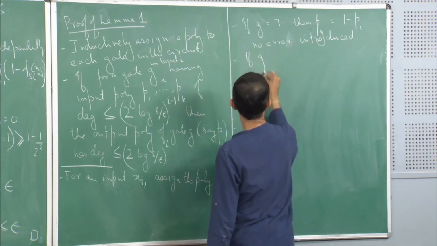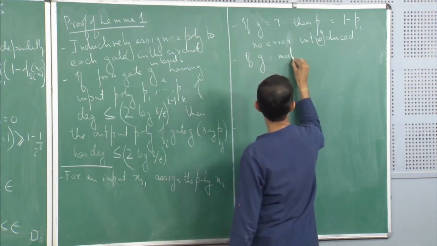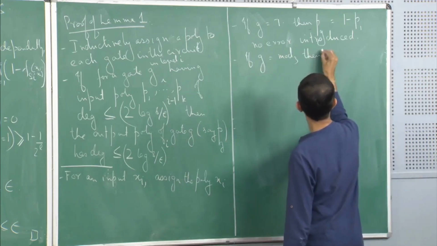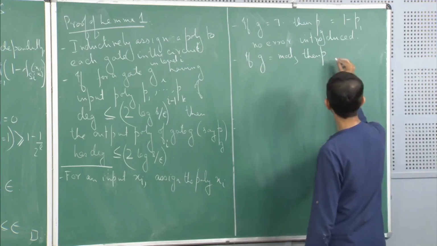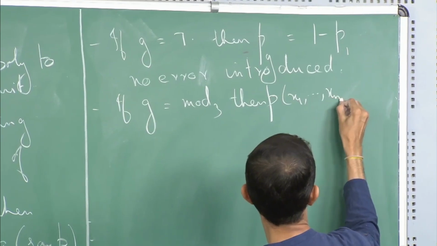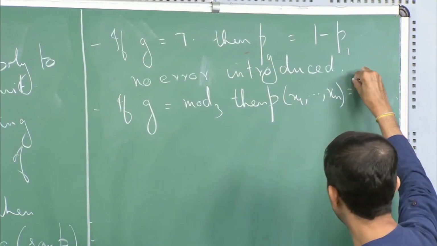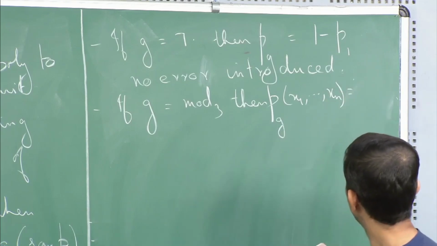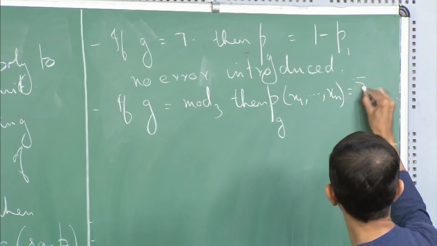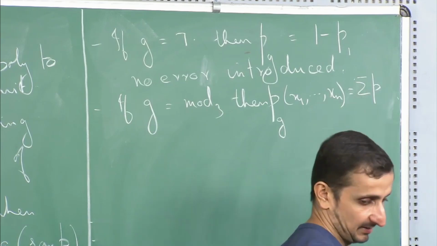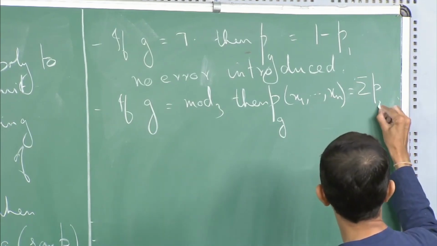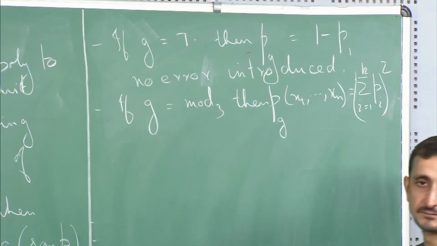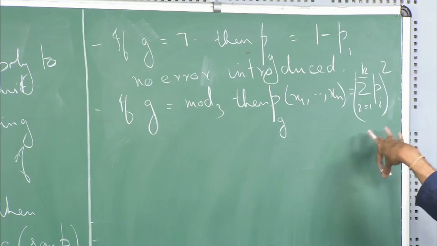Now, if G is a mod 3 gate, then what we will do is define P of G to be equal to sigma, actually I do not need x1 up to xn over here, but anyway it does not matter, sigma Pi, i going from 1 to k, whole square. Now, first of all, how much is the degree?